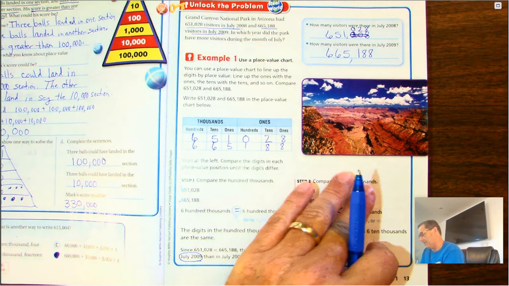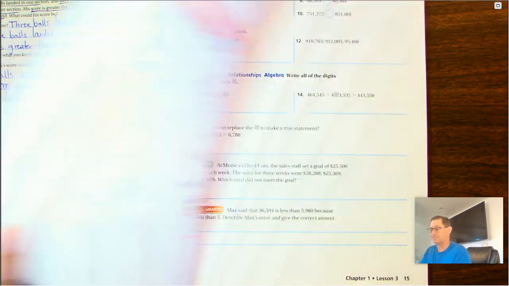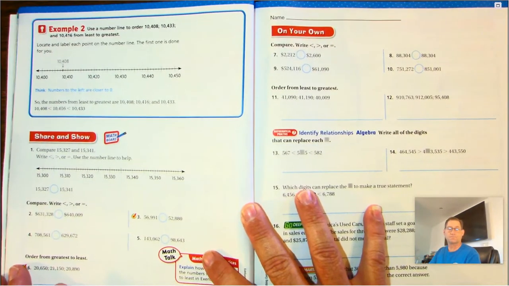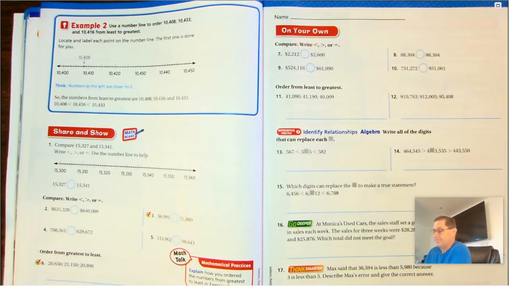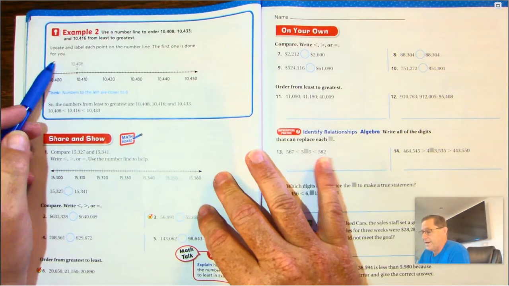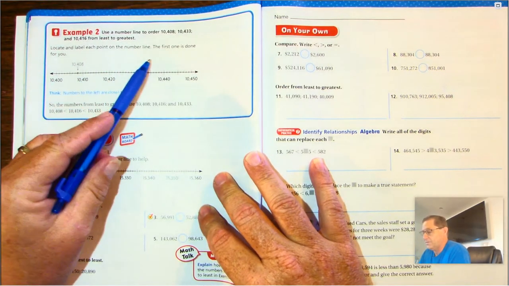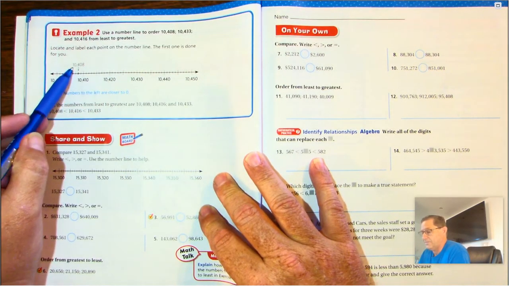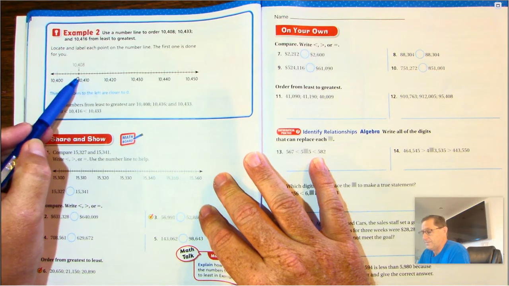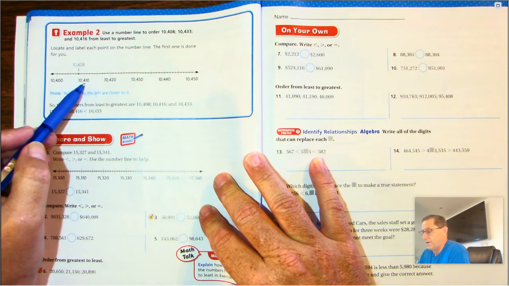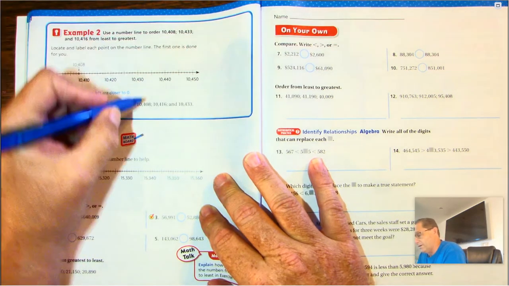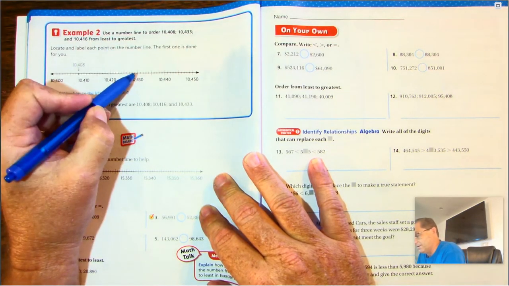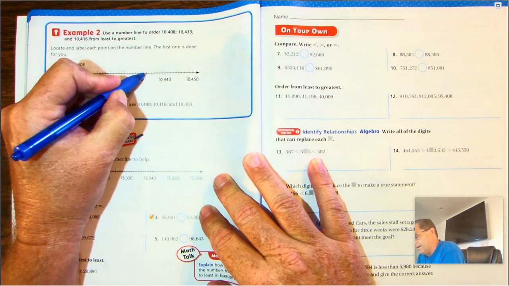All right, let's move on to page 14. So our second way we can solve this is also by using a number line. And so it says locate and label each point on the number line, and the first one is done for you. So they put 10,408 just before 10,410. Our next number is 10,433. So that would be right here.